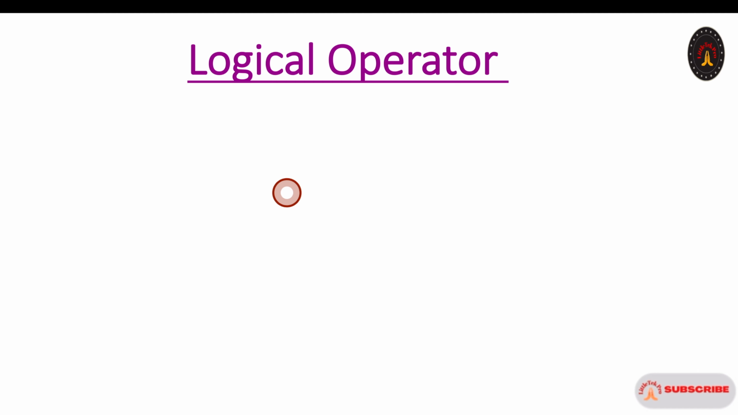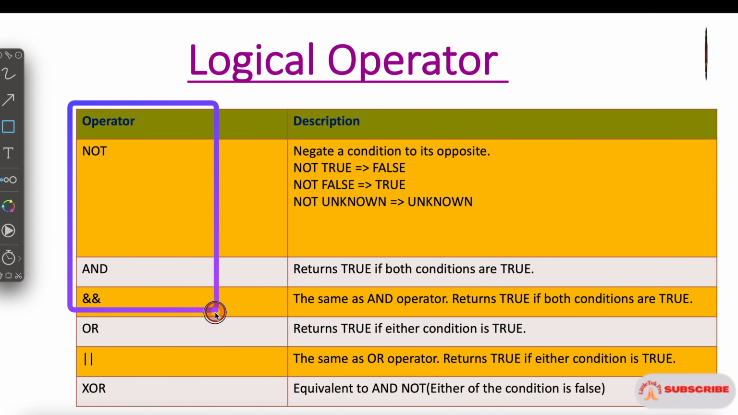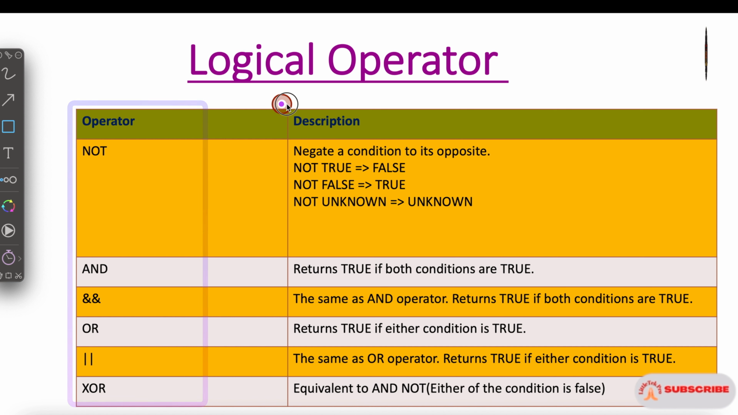The logical operators. In the logical operators, you could see different operators here, and this is the description. The operator NOT: not true is false, not false is true, not unknown is unknown. It negates the condition to its opposite. Then AND is only true if both are true, otherwise false. This is also the same as the AND operator. OR returns true if either condition is true, and this is also used as the OR operator. Then this is called XOR. Either of the conditions is false, then it's going to return true.